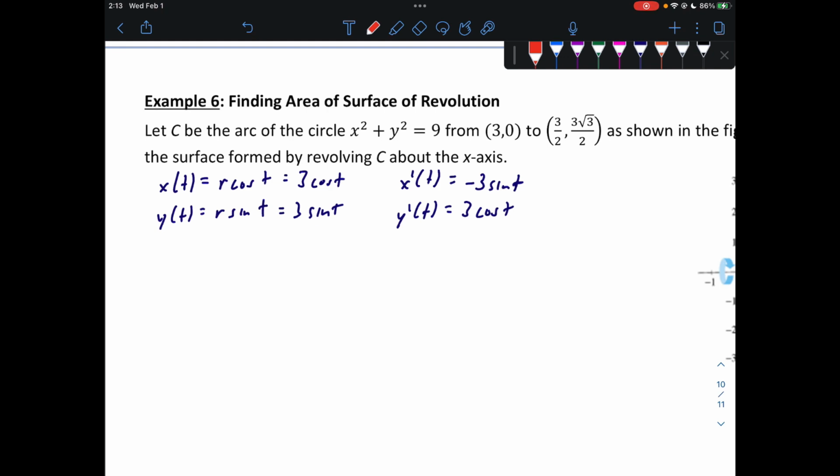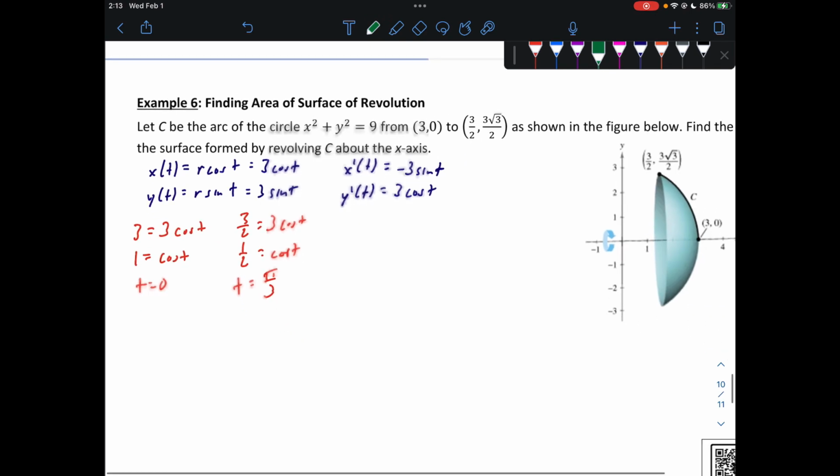So I'm going to set 3 equal to 3 cosine t. So 1 equals cosine t. And that happens when t equals 0. And I'm going to set 3 halves equal to 3 cosine t. So then 1 half equals cosine t. And that happens at pi over 3 first. Okay? So now our formula.